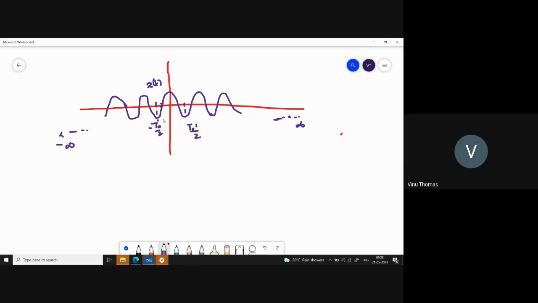Now, if I say t takes values from minus infinity to plus infinity, you know that this is a periodic signal. So since it's a periodic signal, how many cycles will be there?